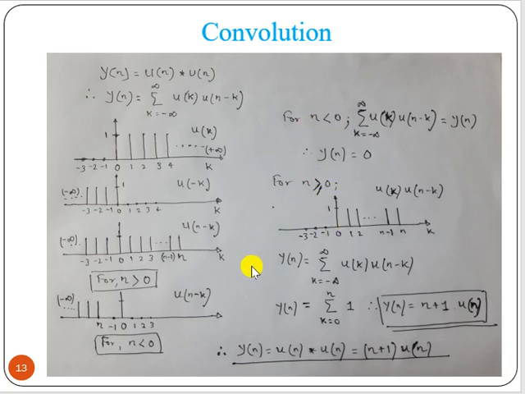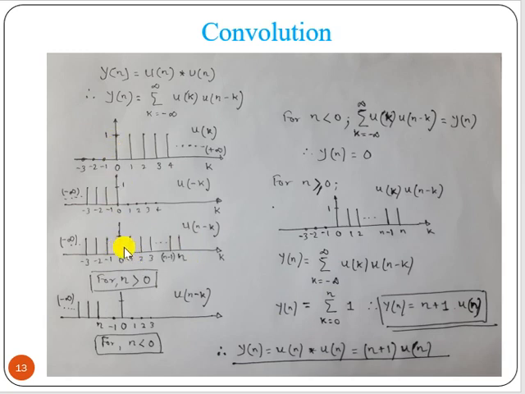Now when n is greater than 0, what happens? This one into this u[k], then what will we get? 1 into 1, 1 into 1, 1 into 1, 1 into 1, and it will go on up to n. So we can write y[n] equal to the sum from minus infinity to infinity of u[k] u[n - k]. Now here, what is the range? Before 0 it is 0, so 0 into 1 will be 0, no problem. So here the range we can write as 0 to n.